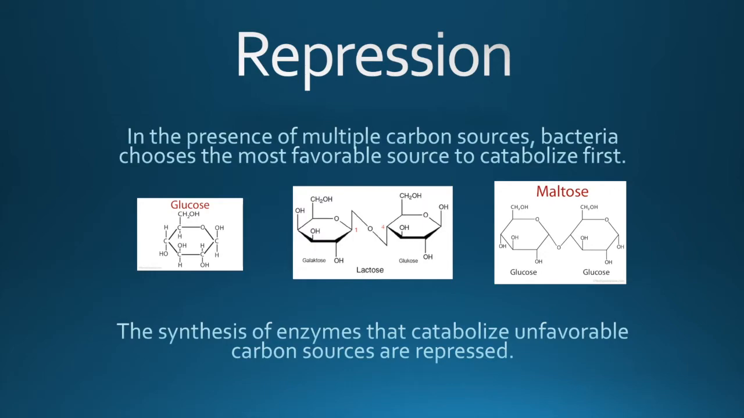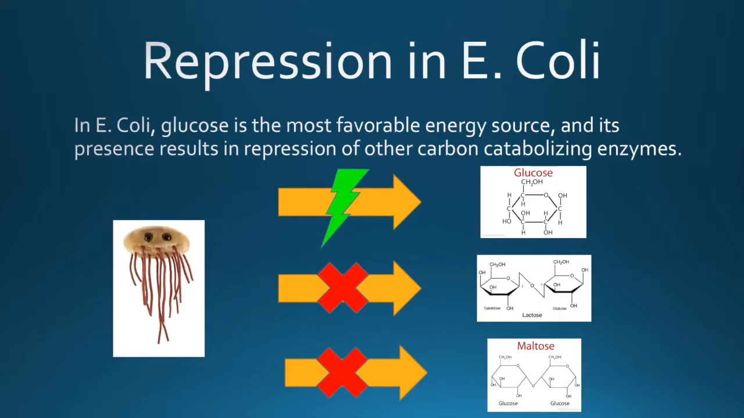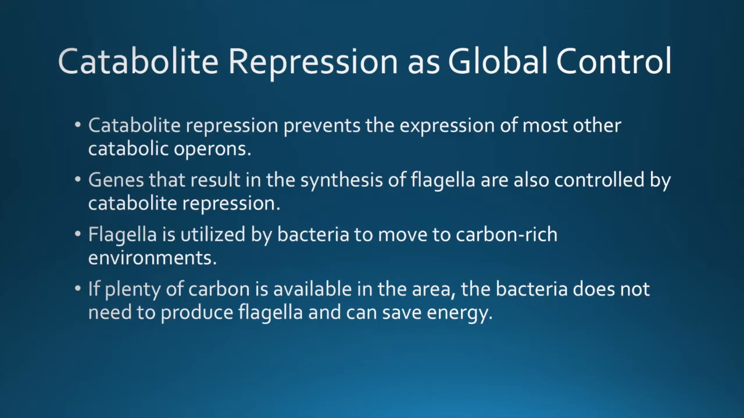In the presence of multiple carbon sources, bacteria choose the most favorable source to catabolize first. The synthesis of enzymes that catabolize unfavorable carbon sources is then repressed. This ensures that the organism uses the best carbon and energy source first. For example, catabolite repression can be observed in E. coli. Because glucose is the most favorable energy source, its presence results in the repression of other catabolizing enzymes. Catabolite repression is also known as global control.